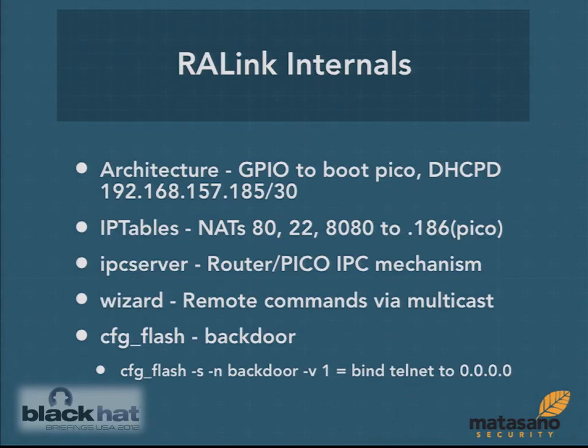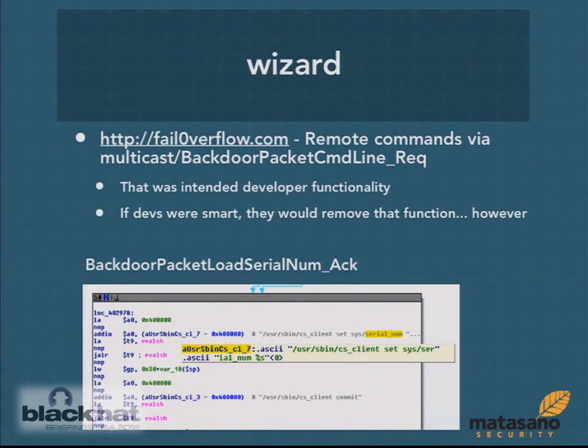Now, Fail Overflow did a blog post on this device a couple months ago and noted that within that wizard application, there was a backdoor packet command which allows someone to send raw commands that are literally executed with eval, just straight up. And it's obviously intended functionality. The developers meant to do this. However, now that it's public knowledge, I'm assuming that they're going to maybe take it out in the next version.